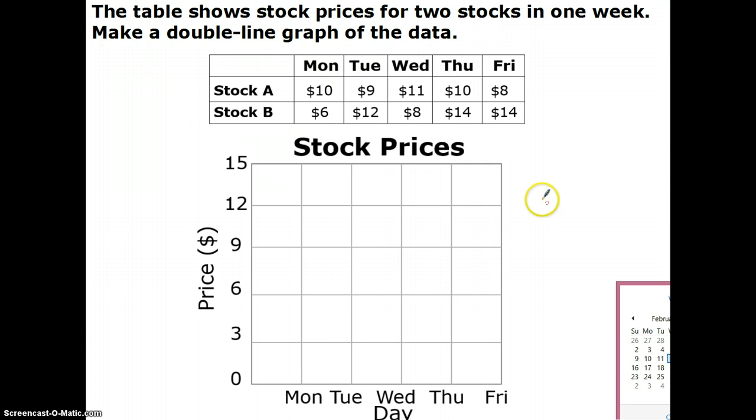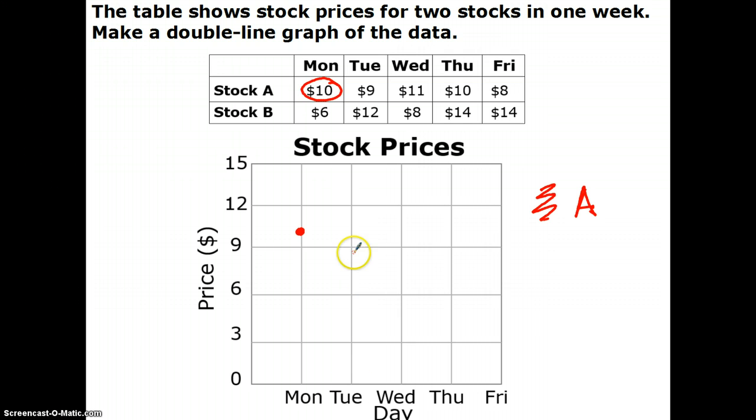Okay, so stock A, I'm going to make a little chart or a little key. A is going to be red. So Monday is 10. Monday, it's not labeled, or the intervals are kind of tricky. Monday is 10, Tuesday 9, Wednesday 11, Thursday 10, Friday 8. Okay, and those were all of those terms. Then you need to connect your line.